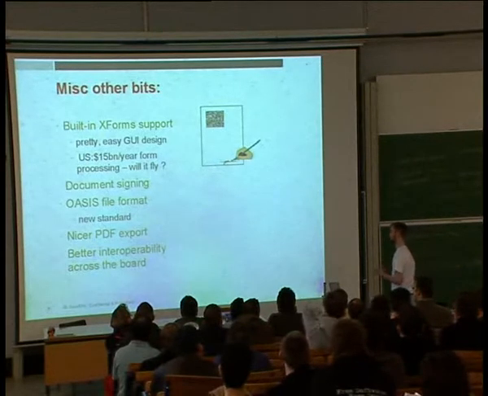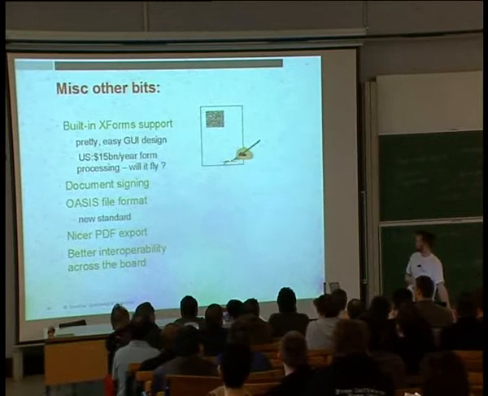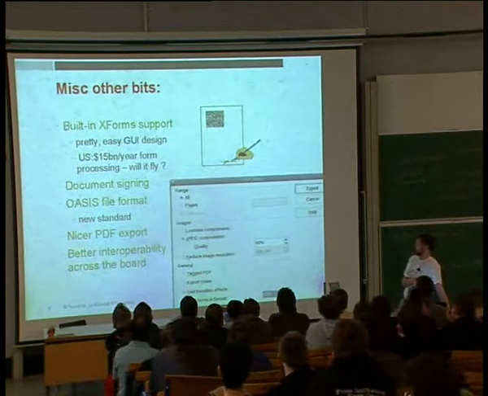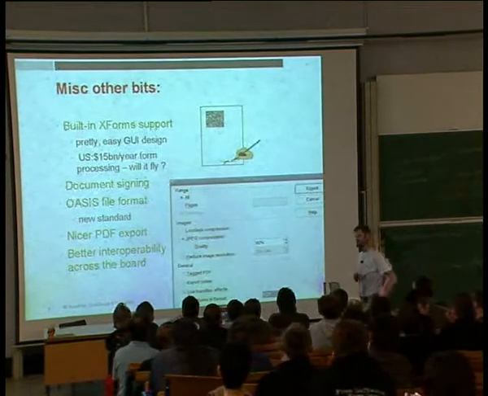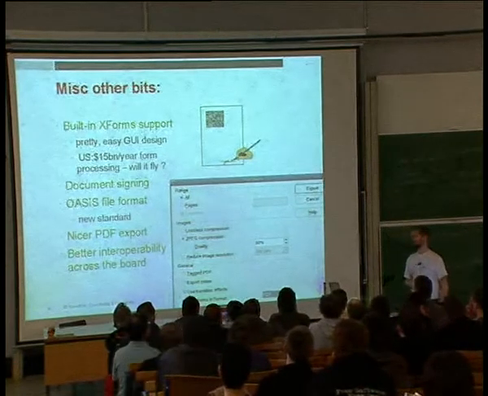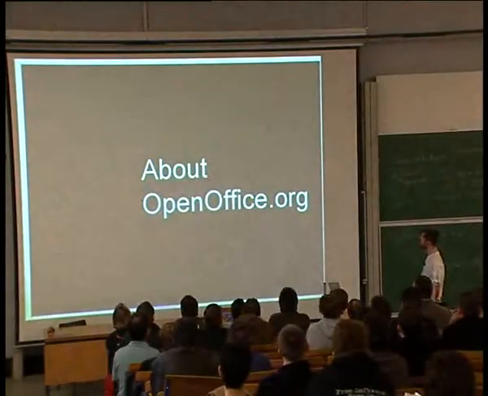The OASIS file format, I'll talk a little bit about that later. It's a new standard. There are so many standards to choose from. It's brilliant, but it's a new standard. We have nicer PDF export. Better interop across the board. There's a photograph here. The tiresome thing about interoperability is you can improve it a whole lot, but there's not really much to show. You can say it didn't work in the past, and now it does, but hopefully no one noticed.